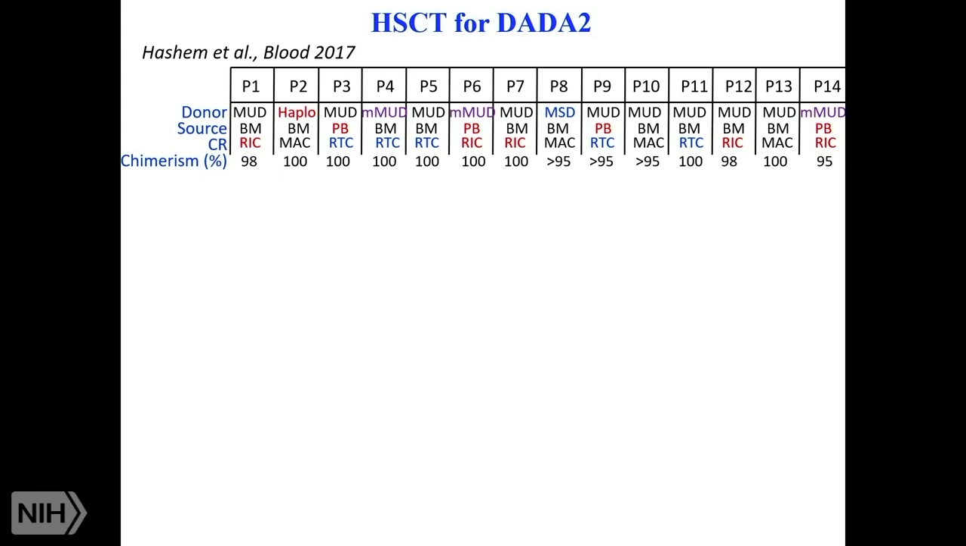The source was also variable. Some patients had received bone marrow, others received peripheral blood. And more importantly, the type of conditioning was different. So the majority of the patients, 5 out of 14, received reduced intensity conditioning. There were several that received myeloablating conditioning.